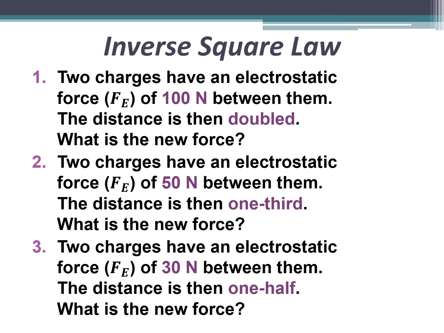So let's do these examples. It says here that two charges have an electrostatic force of 100 newtons between them, and then the distance is doubled. What's going to happen to the force? What's the new force going to be?